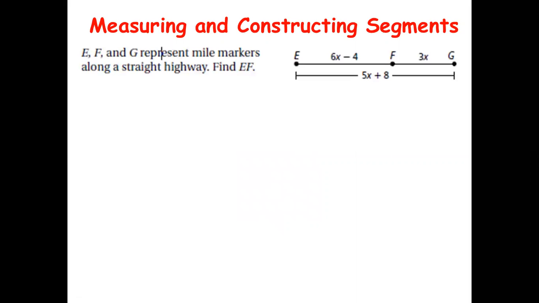Right. The next question for you. E, F, G represent mile markers along a straight way. You have to find the distance between E and F. So I'll start the timer for you. First, let me give the options. The options are 14, 3, 23, and 18. So this is your question. You can quickly copy down the question, or if you don't want to write it down, that's all right. You know what to do. So your time starts now.